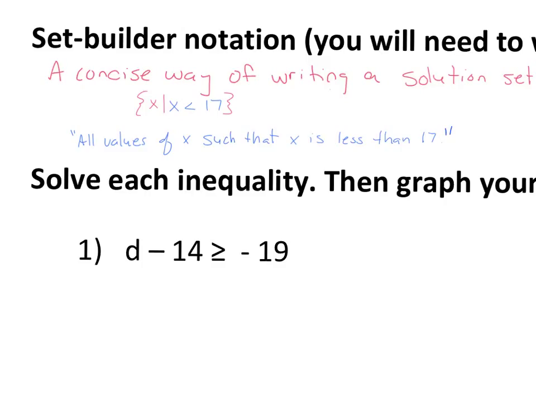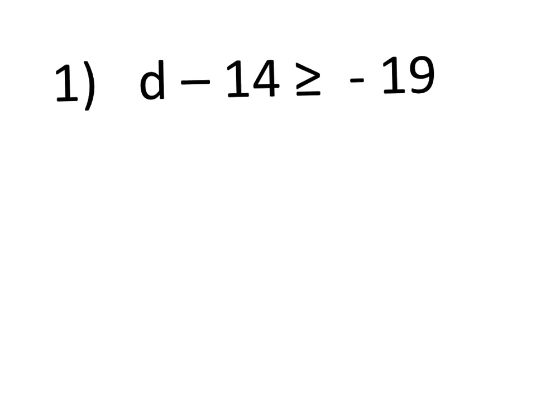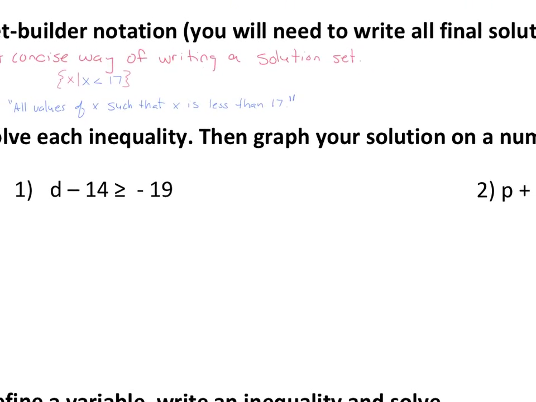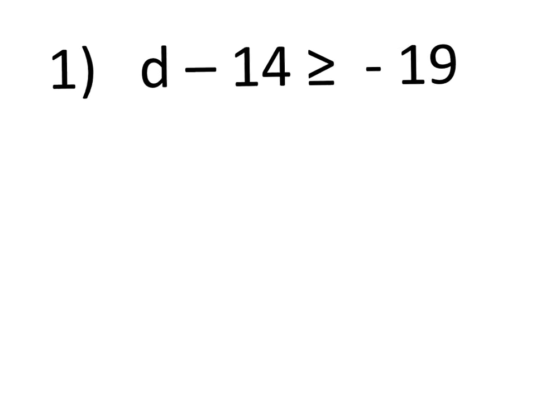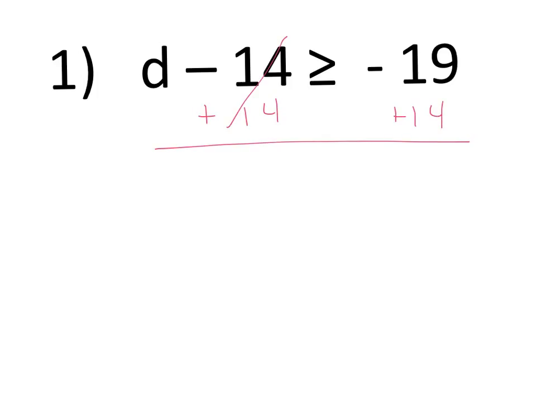All right, so let's go ahead and take a look at a couple examples of one-step inequalities. Okay, now on this one they've asked us to solve and then to graph it on a number line. All right, so we're going to go ahead and add the 14 over to the other side to get that d by itself. So we're going to have d is greater than or equal to -5. Now again, to finish off that set builder, we're going to put a line, d, and then do your set brackets. And again, just do them the best you can.